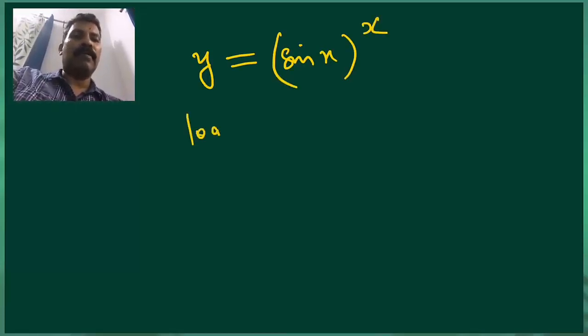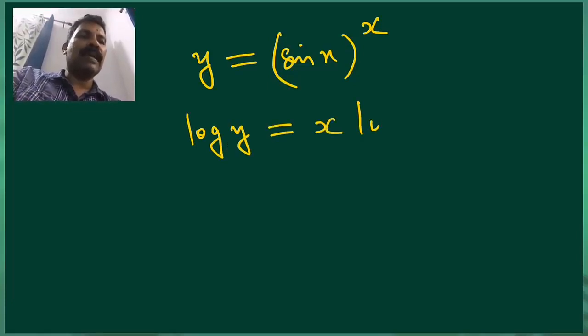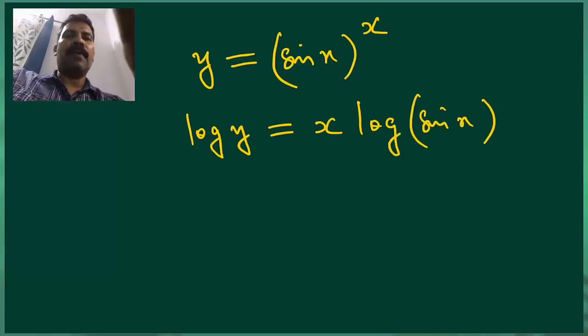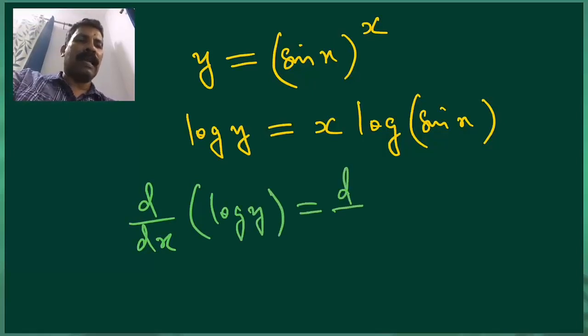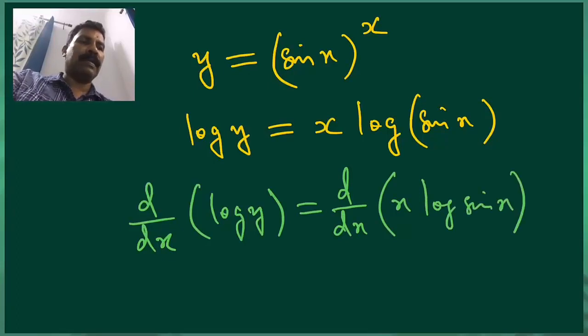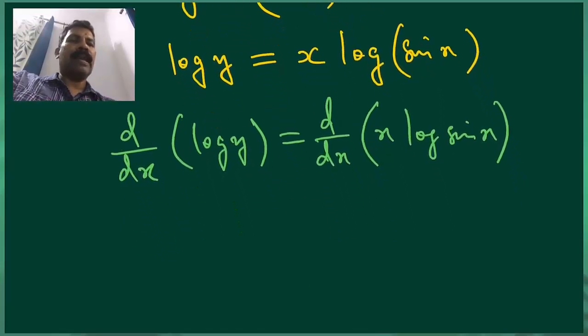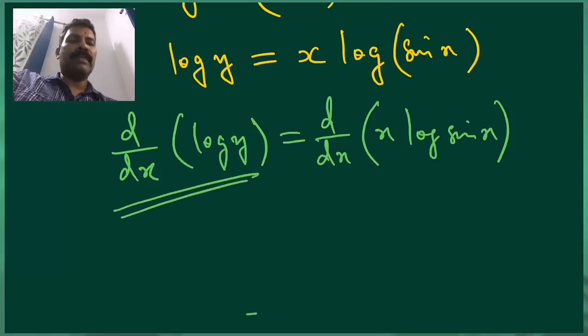Then first of all we have to take a logarithm both sides, that is log y. When we take a log, the left hand side will be log y and the right hand side will be x times log sin x, this way. Then we have to operate d by dx, the differential operator, on the left hand side and on the right hand side as well. So what will happen? Now here we can change the variable accordingly so that we can find the derivative. Or we can do it directly.